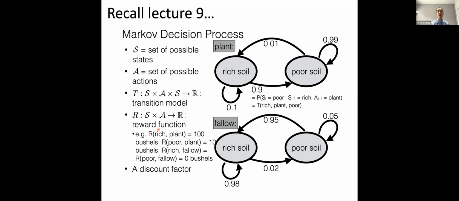Now, a markov decision process also has a reward function, which tells you for every state and every state that you end up in and every action that was taken, what is the reward for ending up in that state having taken some action. So for example, in lecture, Tamara hypothesized a reward of being in a rich soil state and taking the plant action of 100, whereas the reward of being in the poor soil state and taking the action of plant was 10.